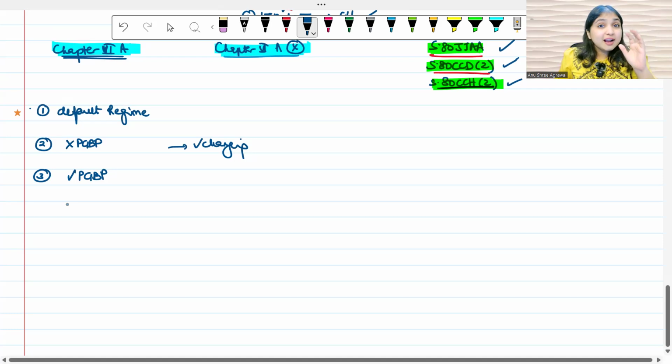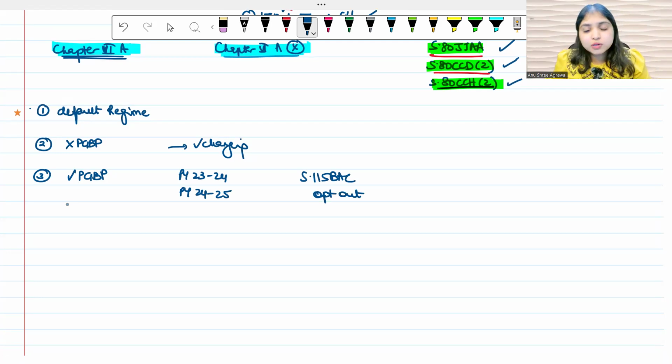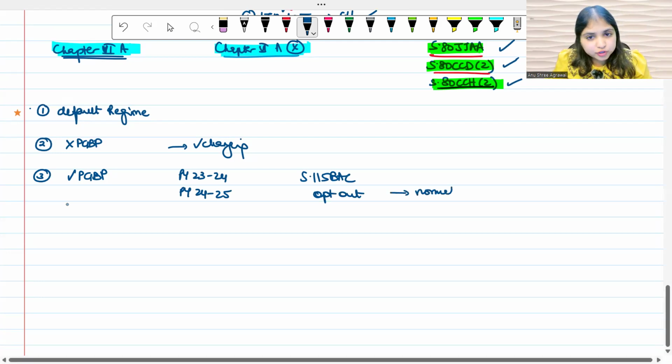Understand it like this: he can go out of 115BAC only once and he can come back only once. For example, previous year 23-24, by default, what are you going to follow? 115BAC. You followed 115BAC by default. In 24-25, let us say my assessee decided to opt out. Can your assessee opt out? Yes, he can opt out once. First time he is opting out, which means he's going to follow the normal provisions.